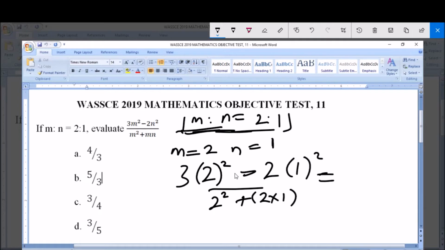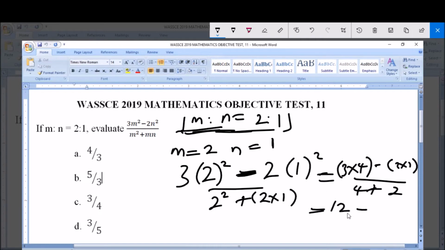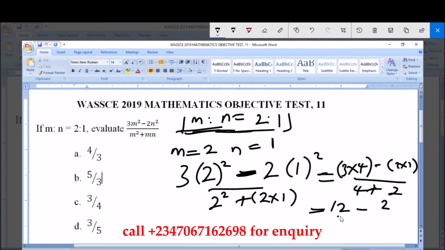Now this question will give us 3 multiplied by 2 squared, which is 4, minus 2 multiplied by 1, and that's because 1 times 1 will give you 1. Everything divided by 2 squared, which is 4, plus 2 times 1, which gives you 2. So our answer will be 3 times 4, which is 12, minus 2 times 1 is 2, all over 4 plus 2.